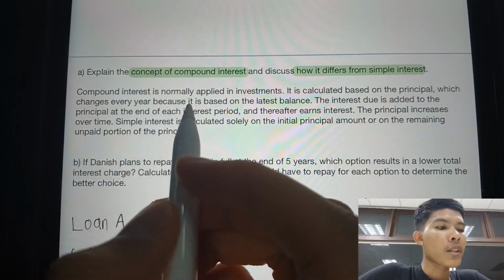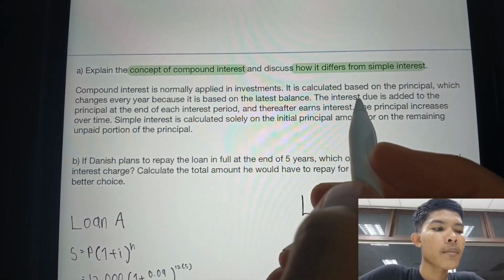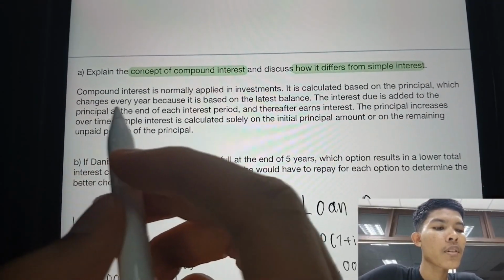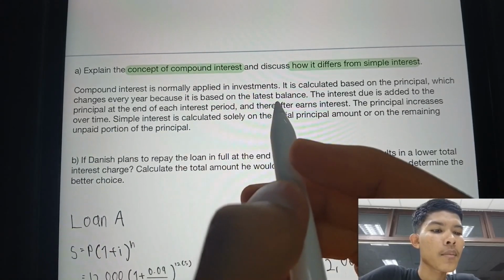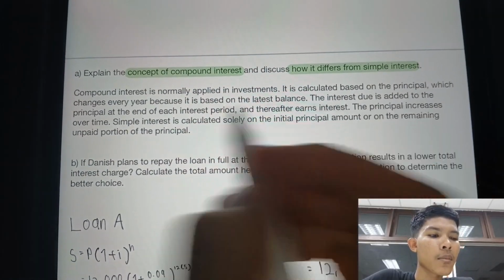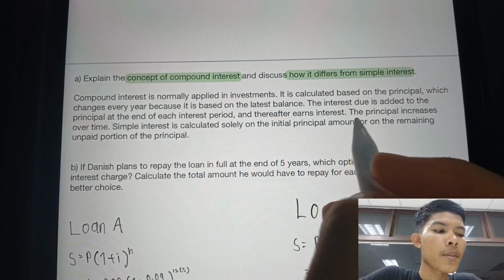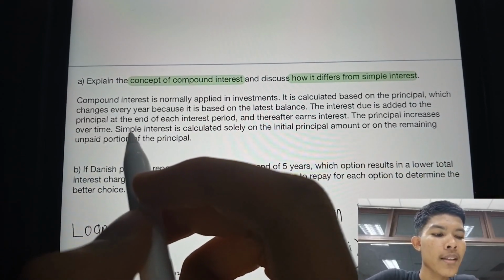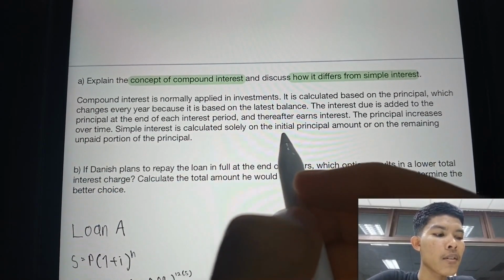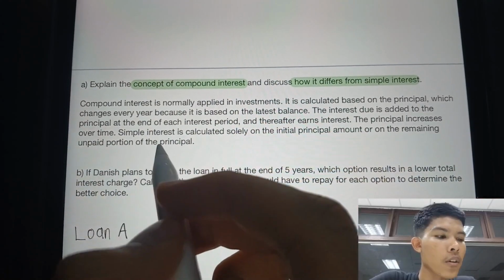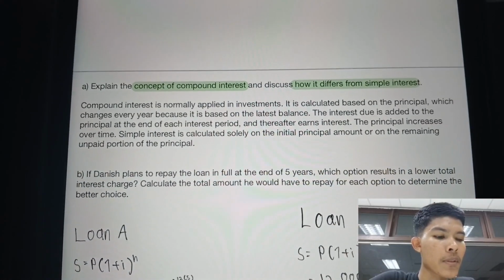Compound interest is normally applied in investments. It is calculated based on the principal, which changes every year because it is based on the latest balance. The interest due is added to the principal at the end of each interest period and thereafter earns interest. The principal increases over time, while simple interest is calculated solely on the initial principal amount or on the remaining unpaid portion of the principal.